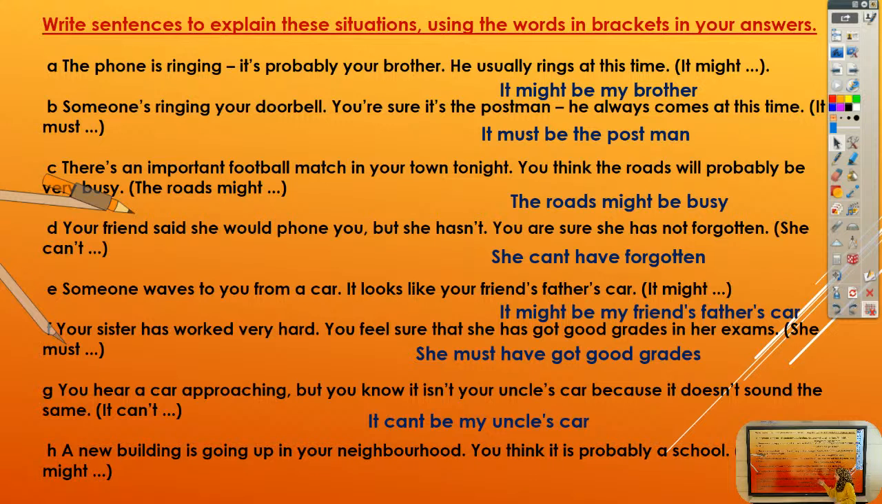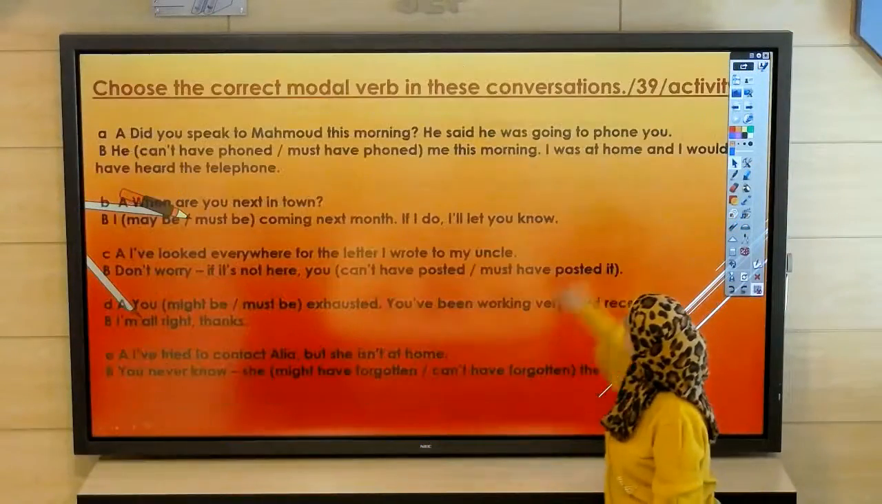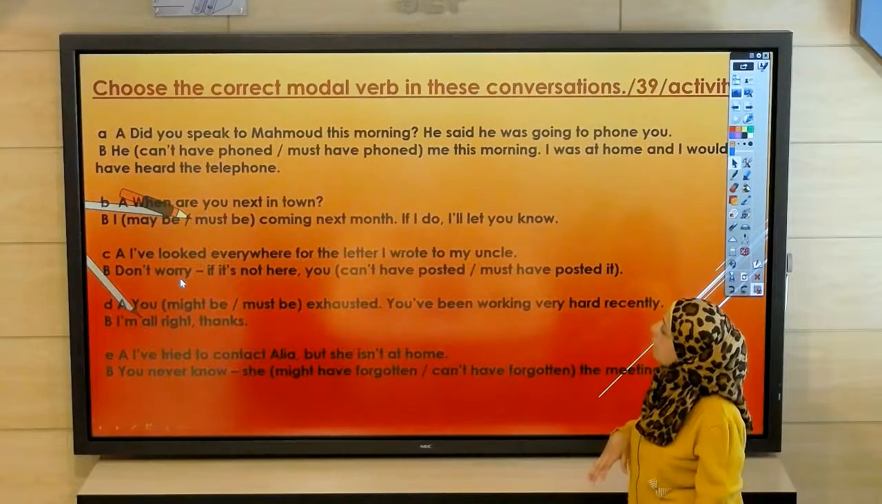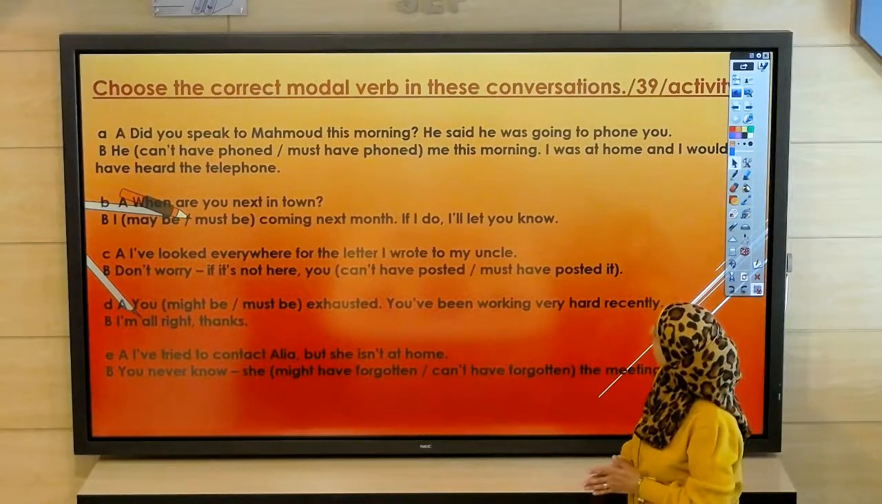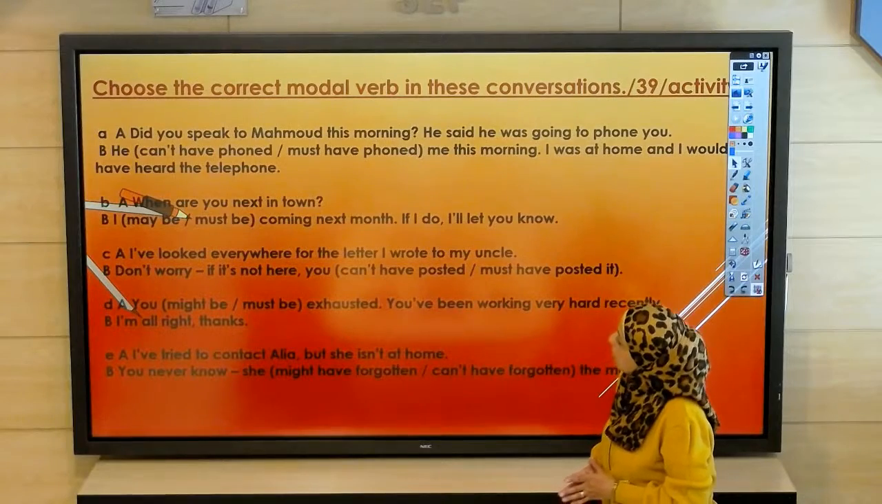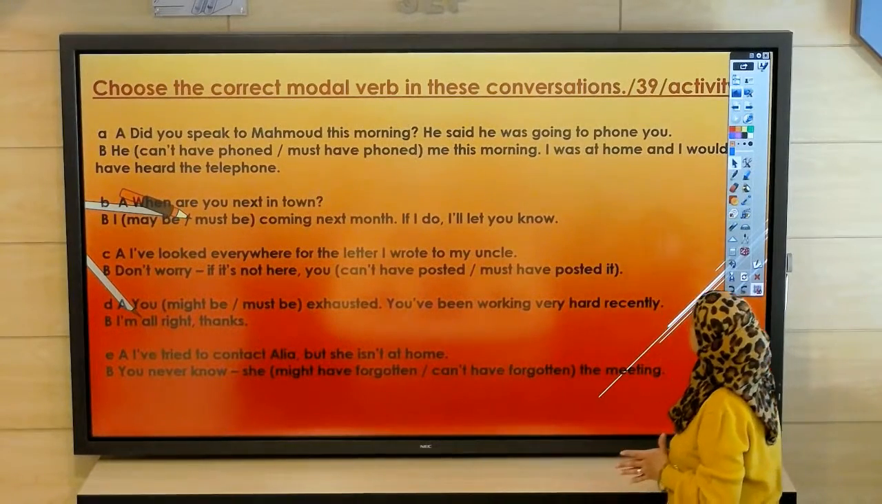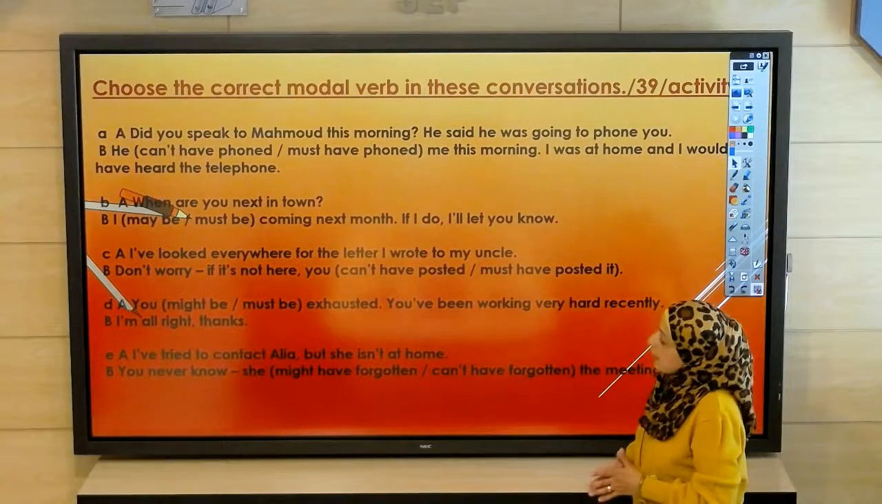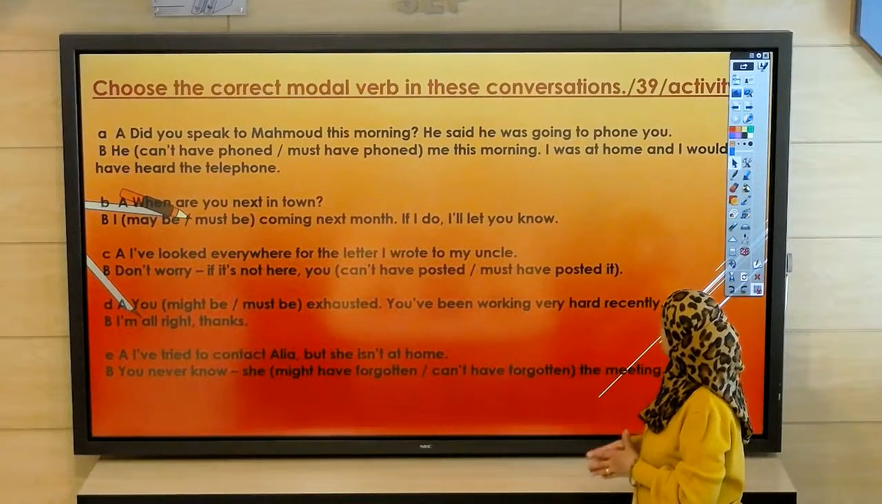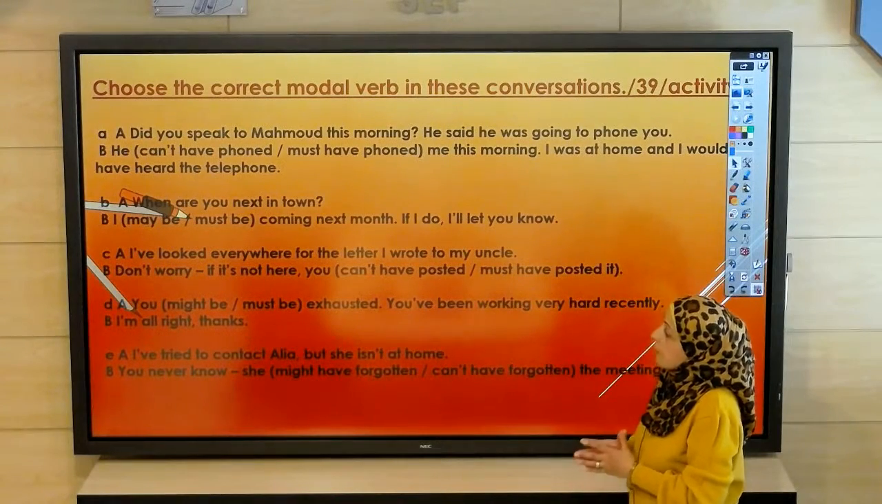A new building is going up in your neighborhood. You think it is probably a school. Okay? So, they might be building a school. Okay? Let's move to another exercise. Here, we want to choose the correct modal verb, between brackets. Okay? A. Did you speak to Mahmoud this morning? He said he was going to phone you. He can't have phoned or must have phoned me this morning. I was at home and I would have heard the telephone.